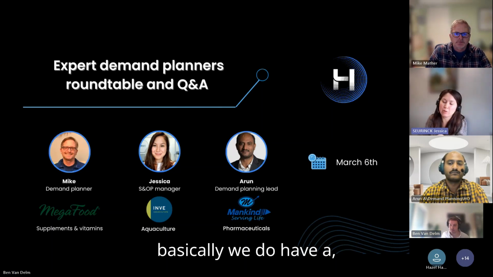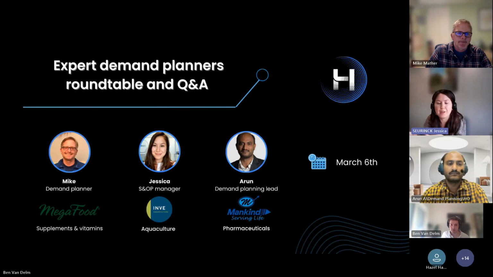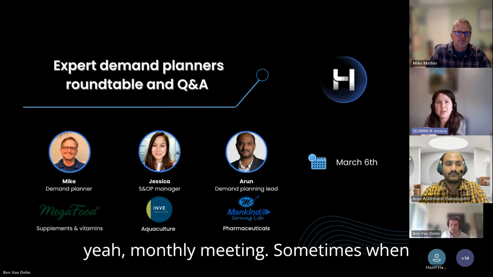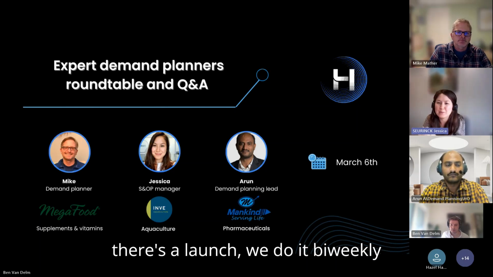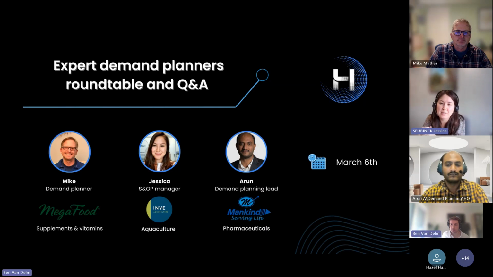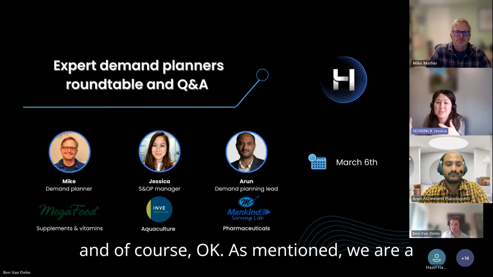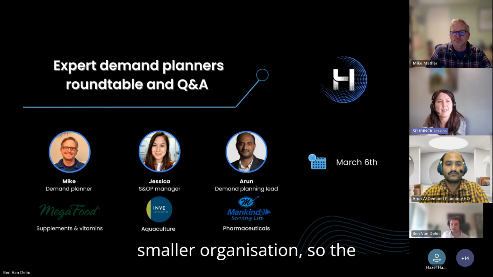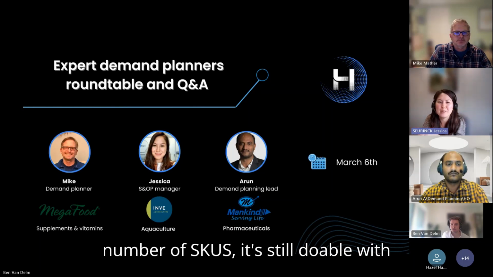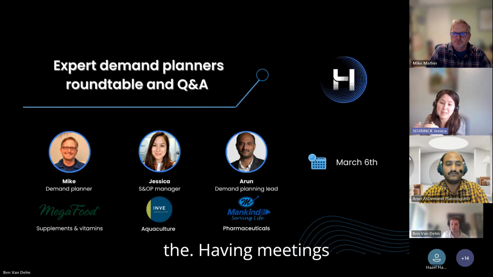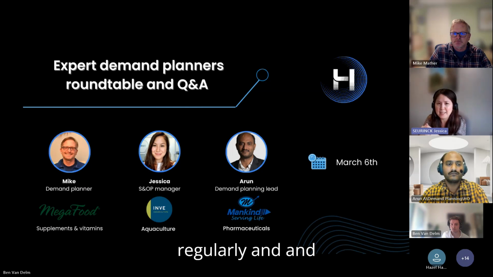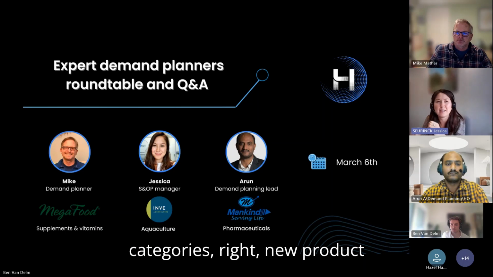So basically we do have a monthly meeting. Sometimes when there's a launch, we do it bi-weekly. And of course, as mentioned, we are a smaller organization, so the number of SKUs is still doable with having meetings regularly. And then we make different categories, right?